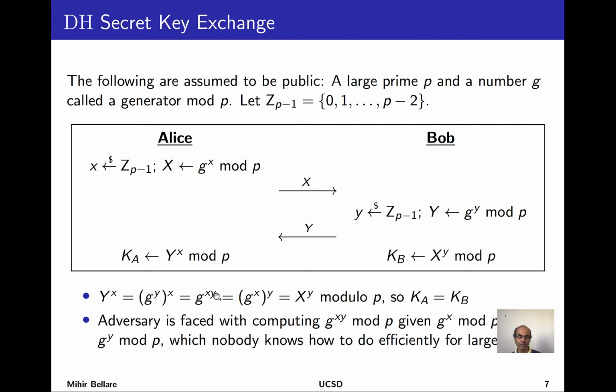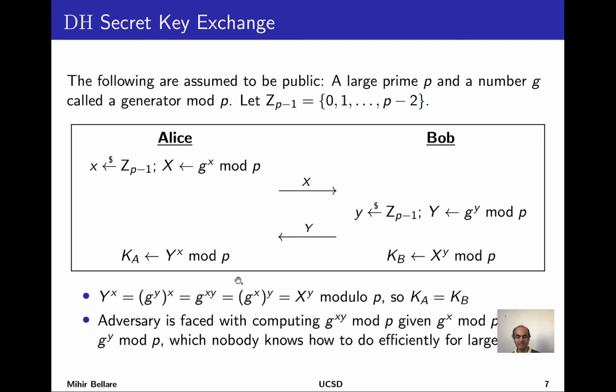You can see that quite easily, because you can write this either as G to the little x, the whole thing to the little y, which is big X to the little y, or G to the little y to the little x, which is big Y to the little x. And so we've shown that the two keys are the same and are equal to this mod P.